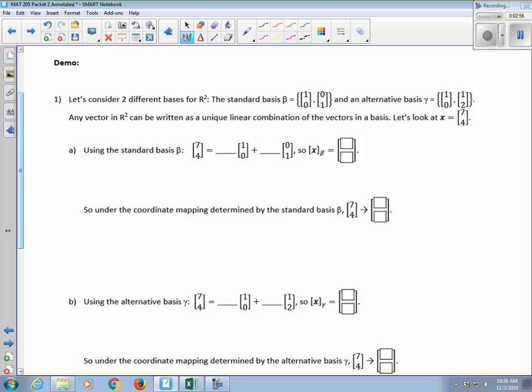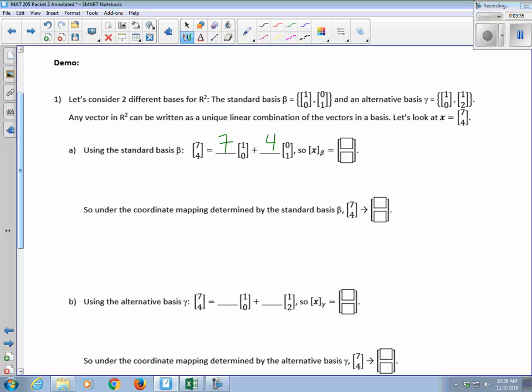Okay, so any vector in R2 can be written as a unique linear combination of the vectors in a basis. So let's look at (7, 4). If I'm going to use the standard basis, (1, 0) and (0, 1), what weight should I put on (1, 0), and what weight should I put on (0, 1) to make (7, 4)? 7 and 4, yeah. That's why we call that the standard basis, because it's really easy to figure out what weights to put on the basis vectors. So this notation is the coordinates of x with respect to beta. That's how you read that. Coordinates of x with respect to beta.